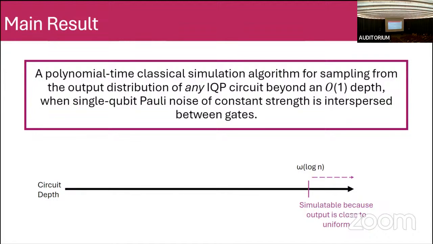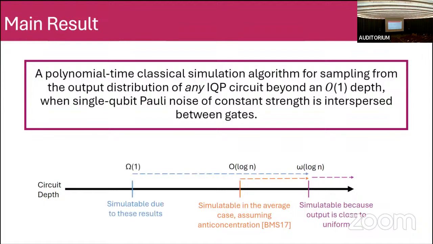And surprisingly, there's not a lot of results that go very far below this depth threshold. In the case of IQP circuits, we know that with anti-concentration, in the average case over these anti-concentrated circuits, if there's noise, you're classically simulatable. What our result shows is that at a constant depth and beyond that constant depth, you get classical simulatability.